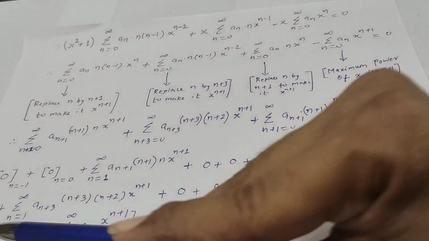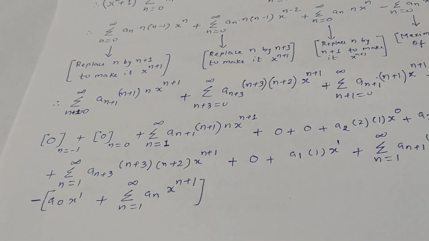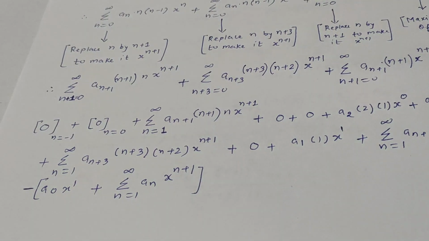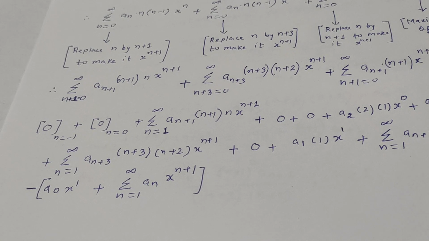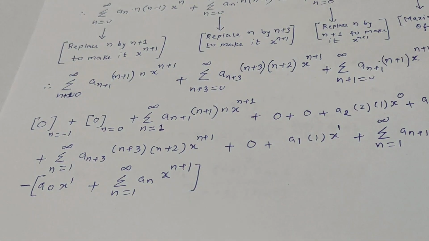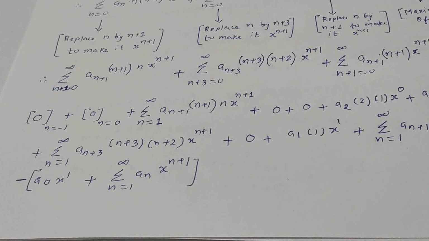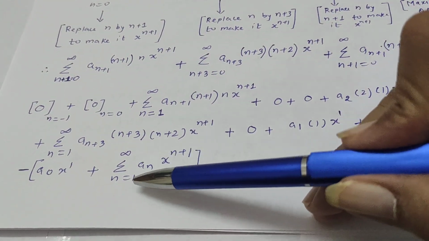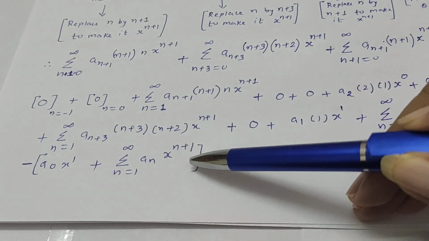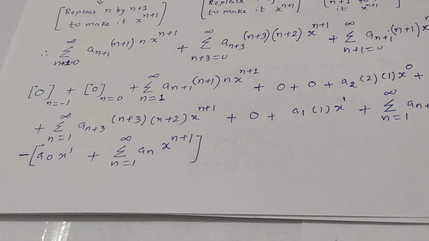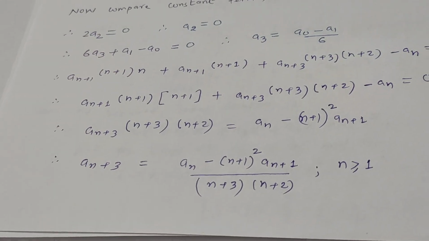Now this minus sign will be as it is, and put down the value of n equals to 0. So it will become a0, and if you put n equals to 0 over here, it will become x raised to 1. Then after, plus the remaining terms will be as it is. So those terms will be summation from n equals to 1 to infinite, a(n) x raised to n plus 1. Now we have to simplify this equation.